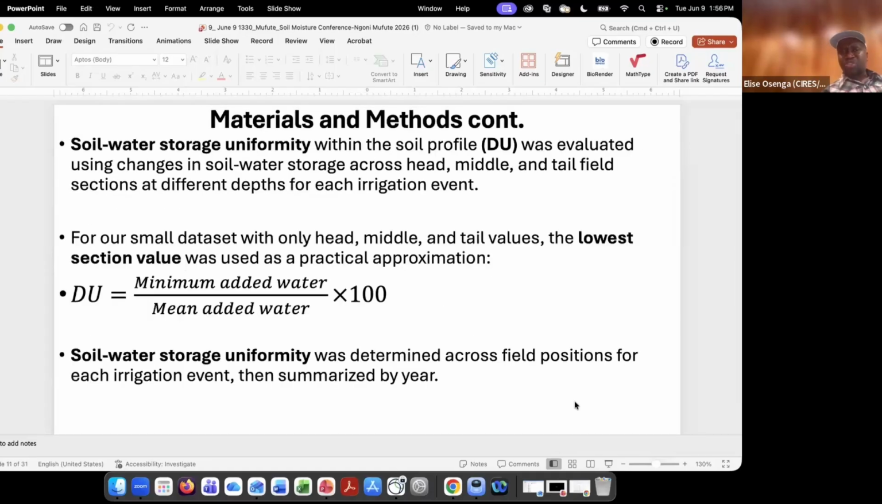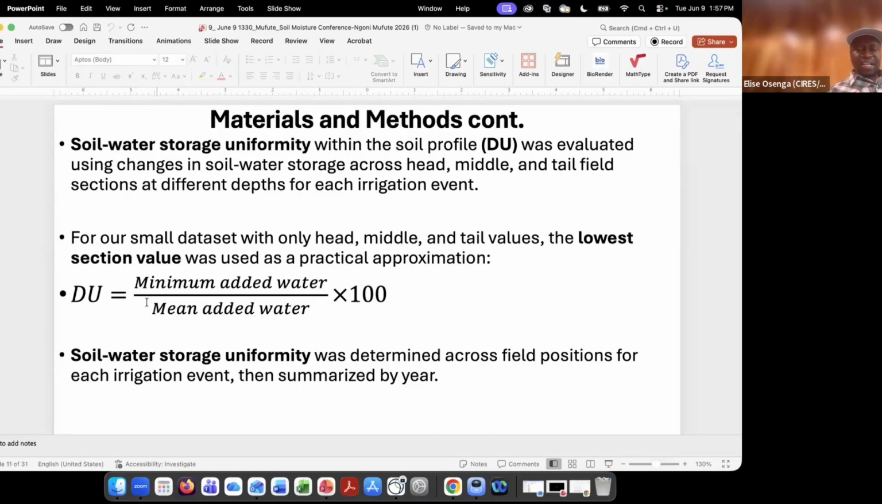So I'll go straight to the irrigation parameters that we were looking at. We're looking at soil water storage uniformity: how uniform is the soil moisture across the field and in different depths because of these different types of irrigation. So we were using DU, normally called distribution uniformity.